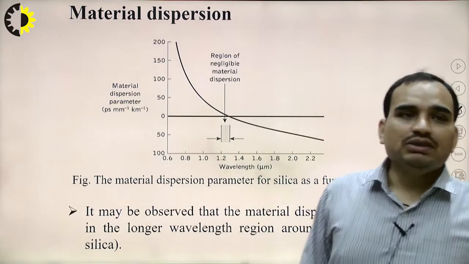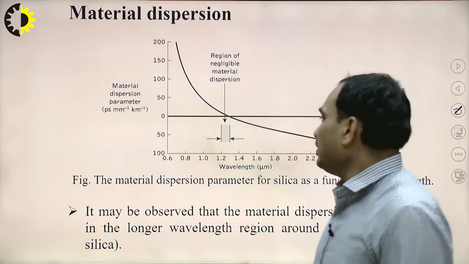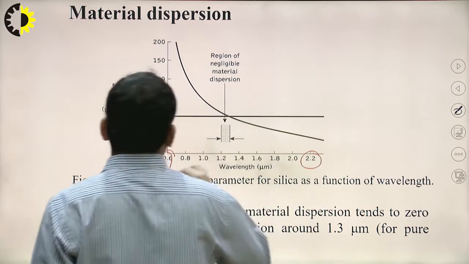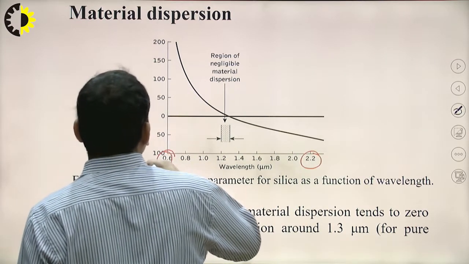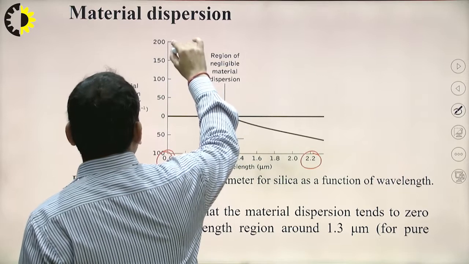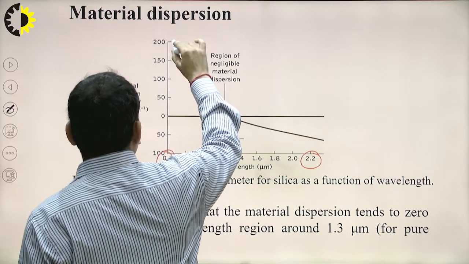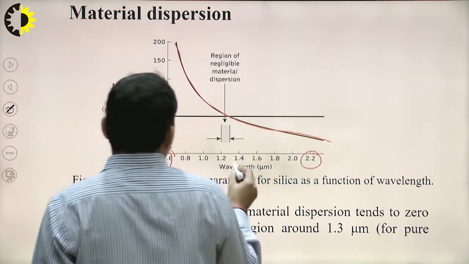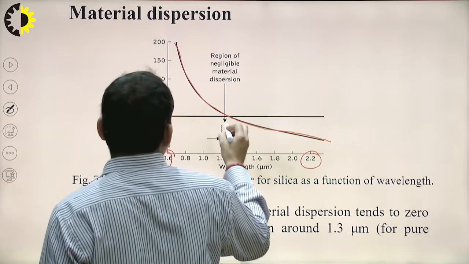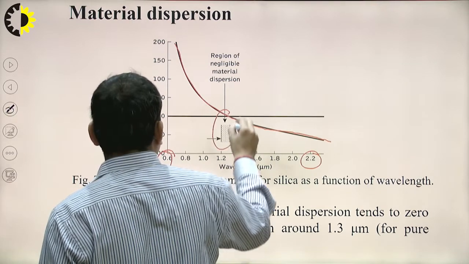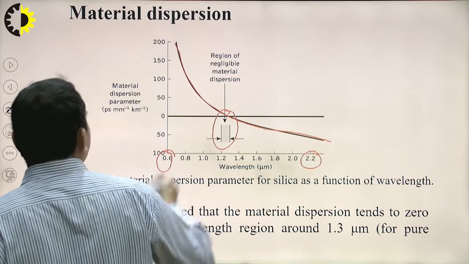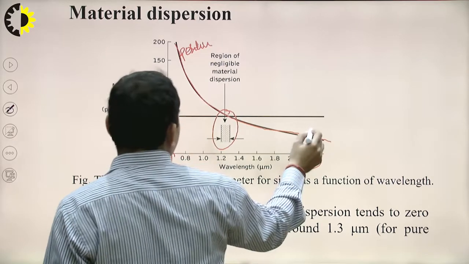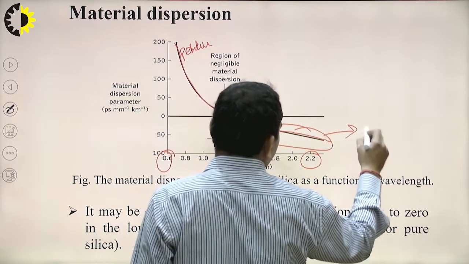So here we can see the material dispersion, how it is varying with the wavelength. The wavelength is varying from 0.6 micrometer to 2.2 micrometers. Due to the material dispersion, it is varying in picoseconds, decreasing with respect to the wavelength. As the wavelength increases, it decays exponentially, and we have a region of negligible material dispersion. Here we have the positive dispersion, and this region covers the negative dispersion.